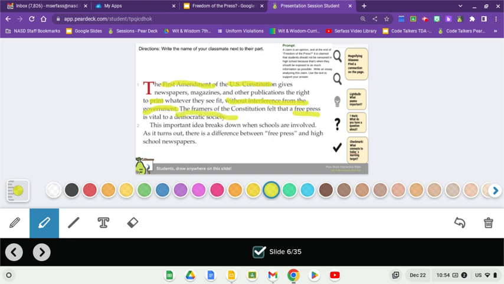Okay, right? Now, switch it over to blue. This important idea breaks down, right? The important idea of free press breaks down when schools are involved. In other words, the school that you're sitting in is not as free a place or institution or spot to be in as other spots in America. As it turns out, there's a difference between free press and high school newspapers. Take a moment to make your screen look like mine.